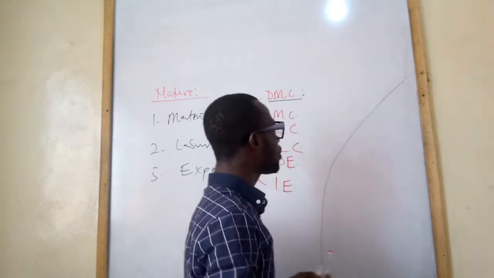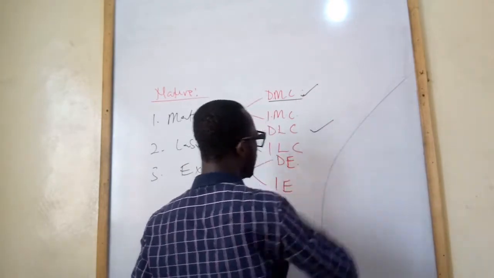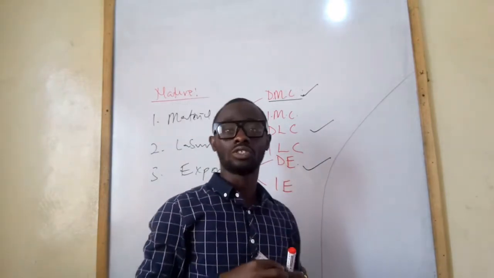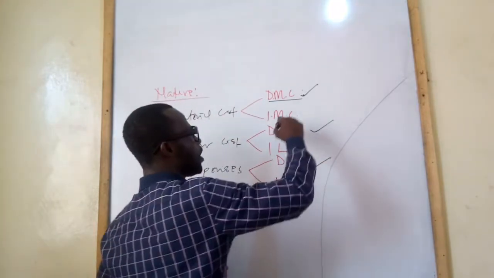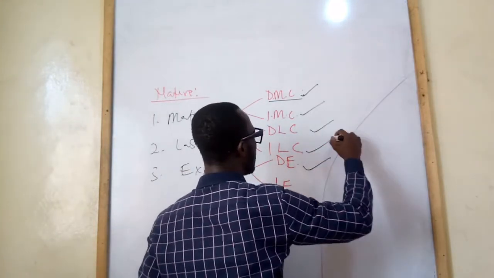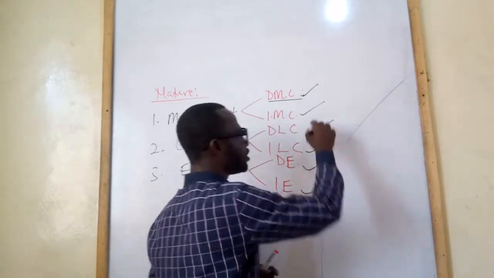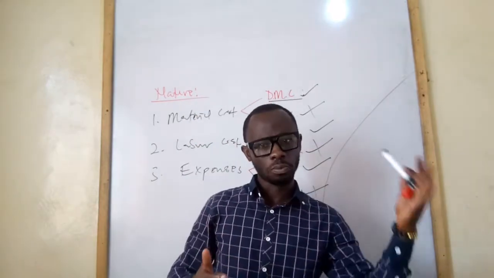In that case, what we're going to do is add the direct material cost, add the direct labor cost, add the direct expenses. When we add these three things, we are going to get what we call the prime cost. Then the summation of the indirect costs, indirect material cost, indirect labor, and indirect expenses, is referred to as the overheads. So what is prime cost?